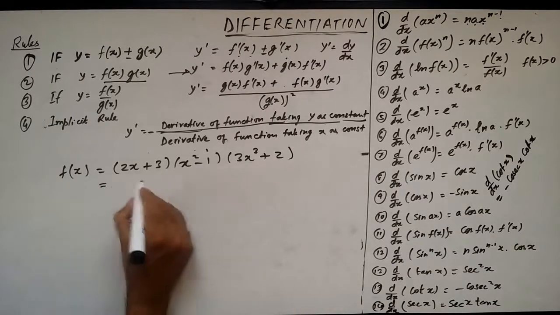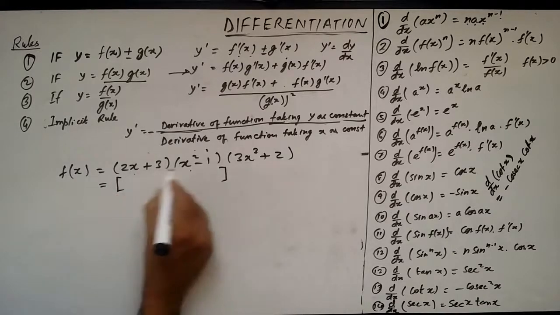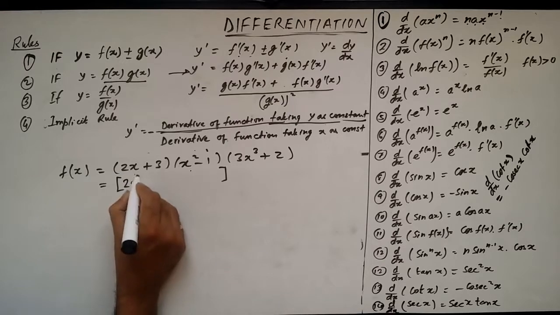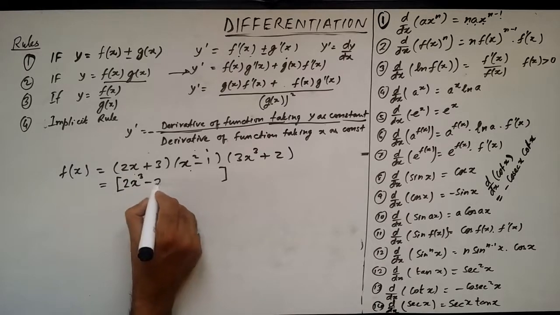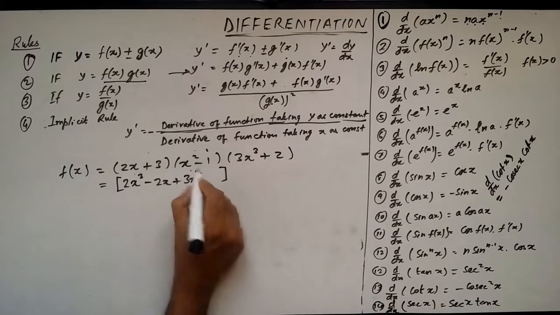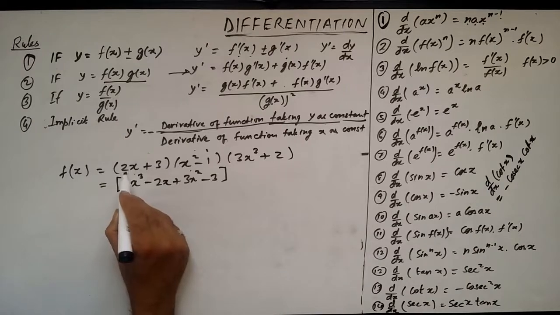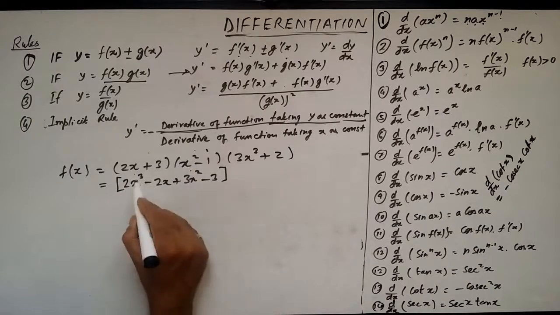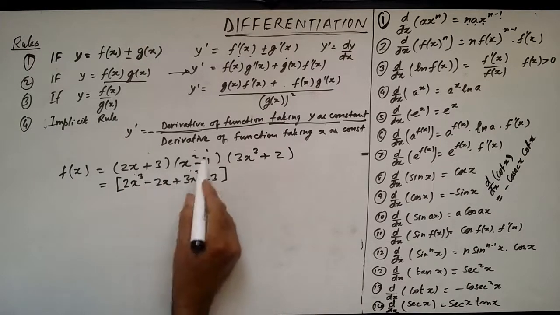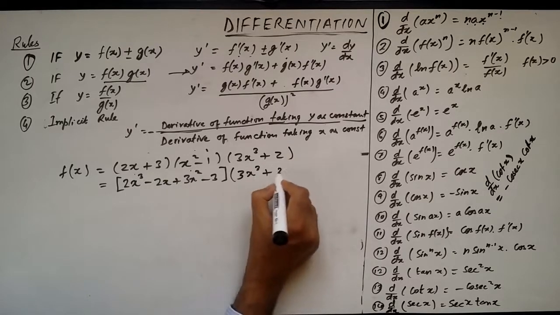So let's do that. Let's multiply this and this together. So we get 2x into x squared is 2x cubed, minus 2x, plus 3 into x squared, that is 3x squared, minus 3. Okay. I hope that's correct. 2x cubed minus 2x plus 3x squared. So yes. And this will be multiplied by 3x cubed plus 2.